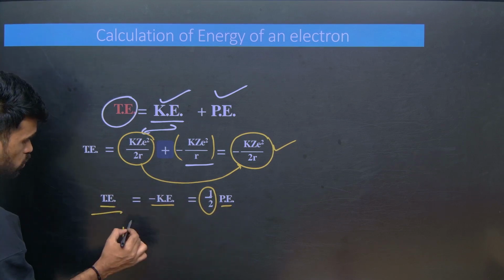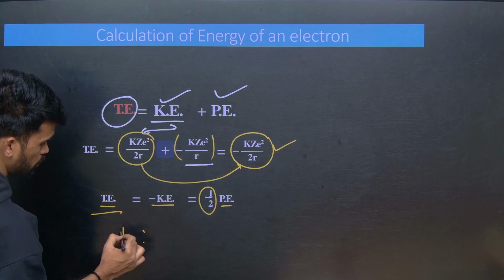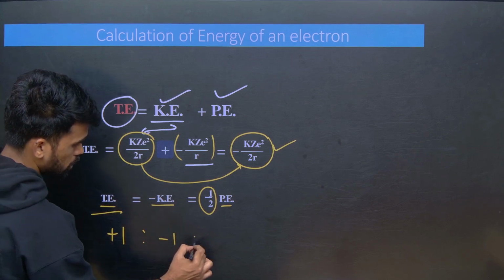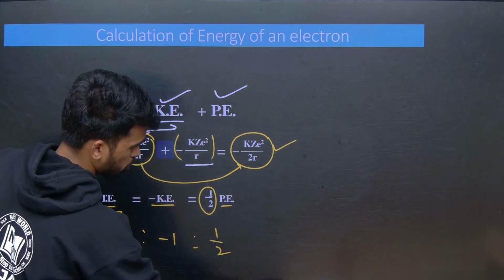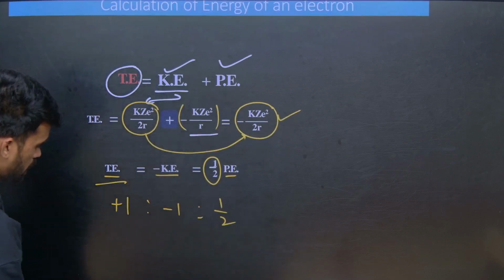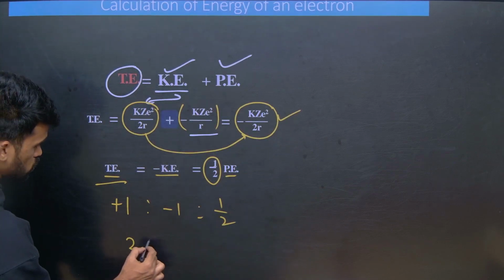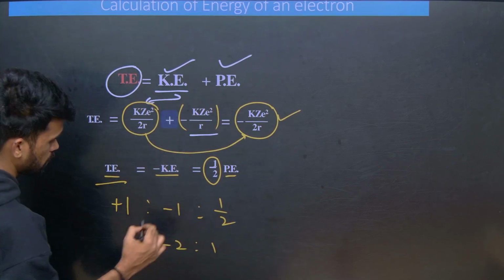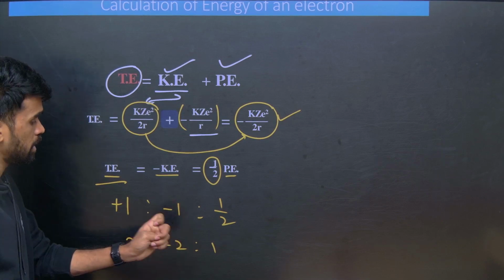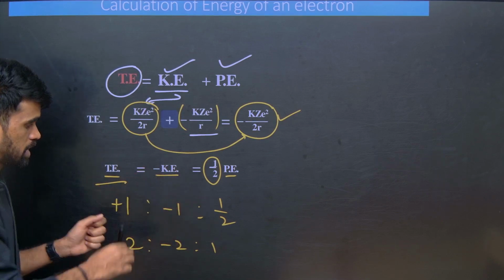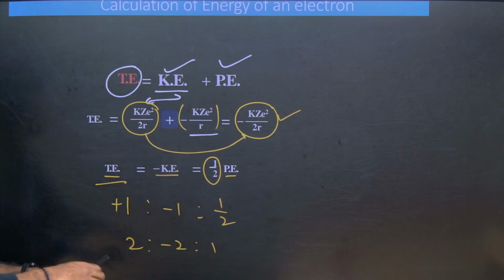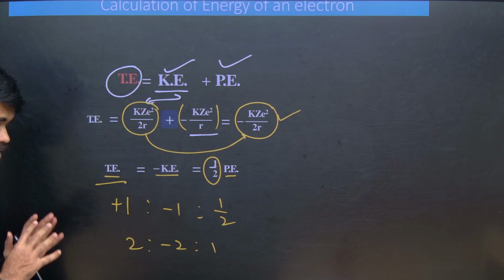So what is the ratio here? We can say kinetic energy, potential energy and total energy are in the ratio 1 : minus 2 : minus 1, or you can also write it in the format 2 is to minus 2 is to 1 for the kinetic and potential energies. You can answer like this. I hope it is clear, no confusion.